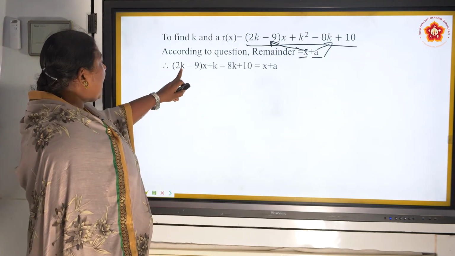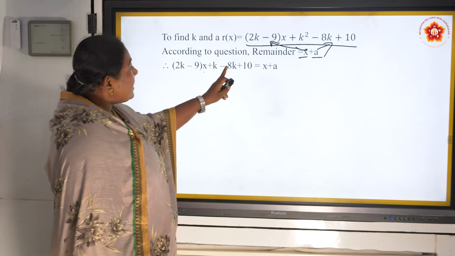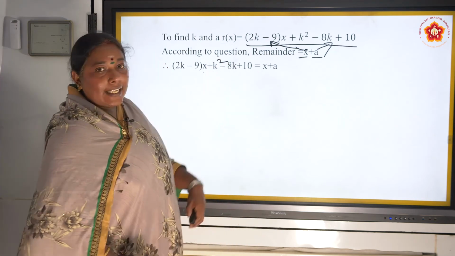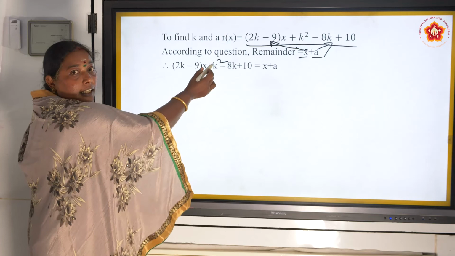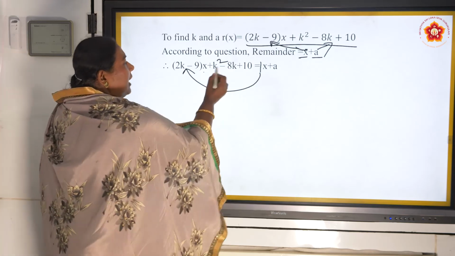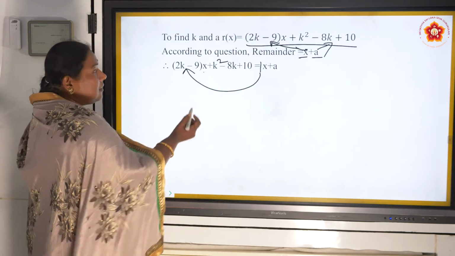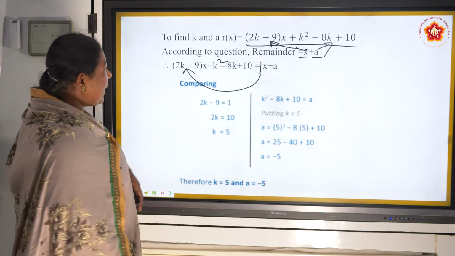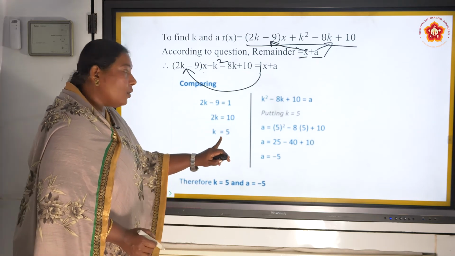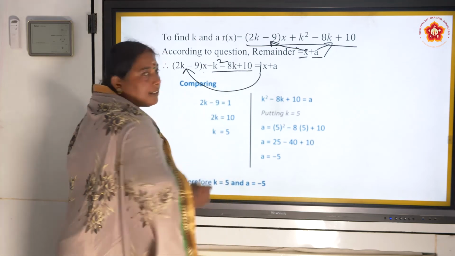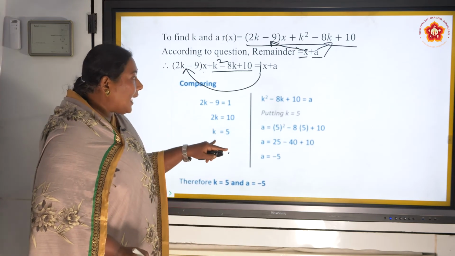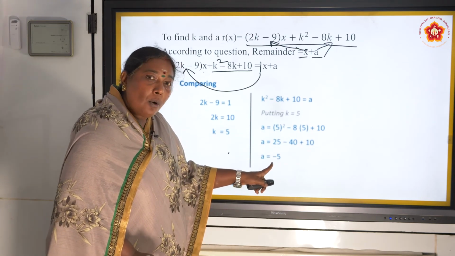So what do I get? 2k minus 9 into x plus 10 minus 8k plus k square is equal to x plus a. Now I have to compare this, and if I get the value of k, I can substitute in the others. Right. Next, comparing both, what do I get? 2k minus 9 is equal to 1. So 9 goes that side, 2k is equal to 10, k is equal to 5. Next, all the other terms are constants. So k square minus 8k plus 10 is equal to a. If I substitute the k here, what do I get? a is equal to minus 5.